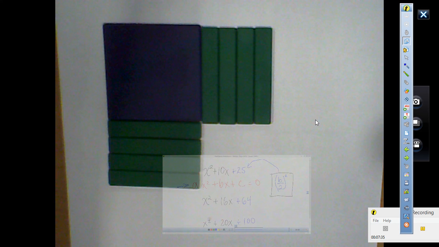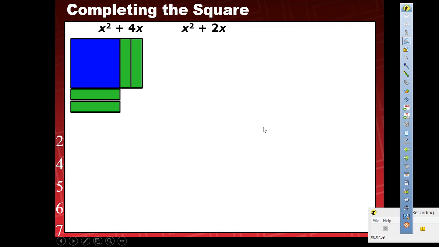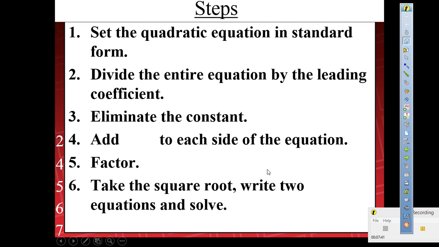All right, copy these steps, please. Since we already know what the concept is and where to get the square, copy these steps. It's only 6 steps. Step 1, set the quadratic equation in standard form. Step 2, divide the entire equation by the leading coefficient. Step 3, eliminate the constant. Step 4, add b over 2 squared to each side of the equation. Step 5, factor. Step 6, take the square root. Write 2 equations and solve.